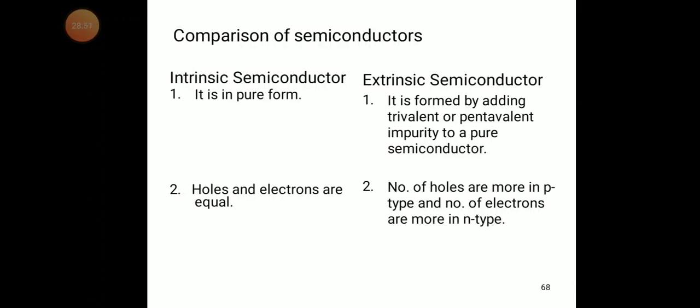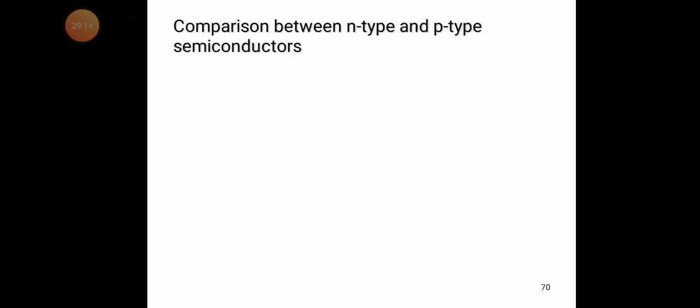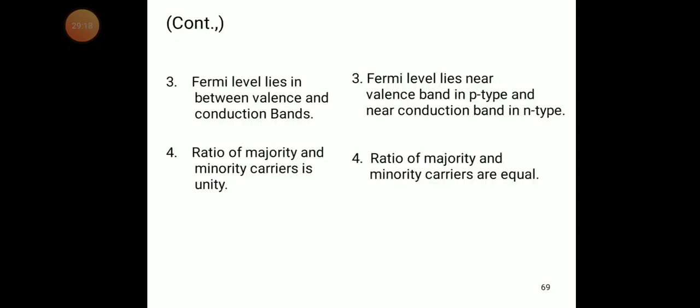Coming to the extrinsic semiconductor, the number of holes is more in P-type material and the number of electrons is more in N-type material. The next one is the Fermi level. In the intrinsic semiconductor, the Fermi energy level is in the middle of the valency band and the conduction band. In the extrinsic semiconductor, the Fermi level may be aligned closer to the conduction band or valency band. In the P-type, the Fermi level lies nearer to the valency band. In the N-type, the Fermi level is nearer to the conduction band.